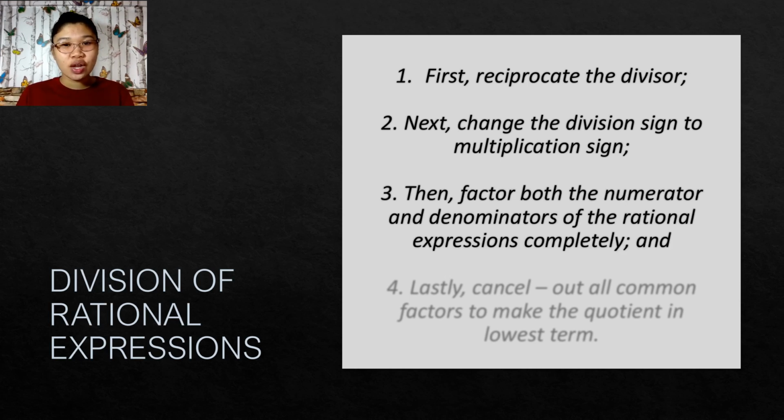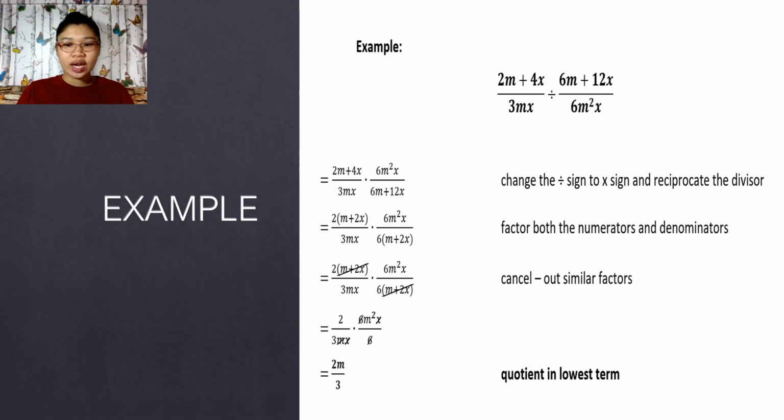And then for the lowest term, or the factoring or simplifying your answers, factor both the numerator and the denominator of the rational expression. Please take note, completely factor it. And lastly, cancel out the common factors to make the quotient in lowest term. As an example here, we have 2m plus 4x over 3mx divided by 6m plus 12x over 6m squared.